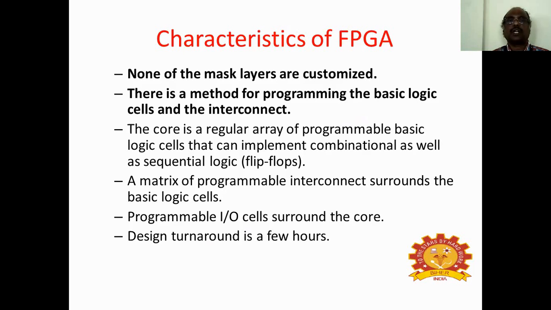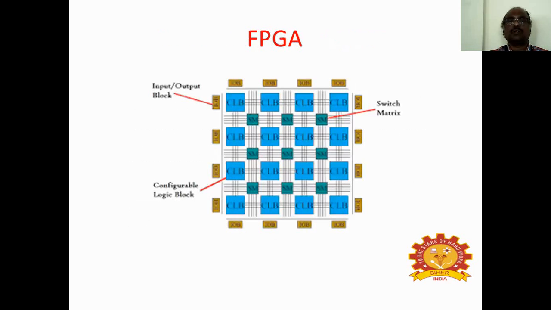So the core is a regular array of programmable logic cells that can implement combinational as well as sequential logic, such as flip-flops. A matrix of programmable interconnect surrounds the base logic cells. The programmable IO cells surround the core. So design turnaround is just a few years. So this is called the outer of the circuit.